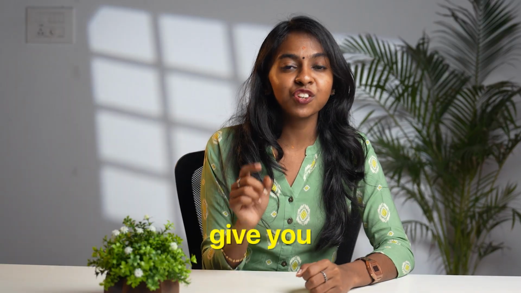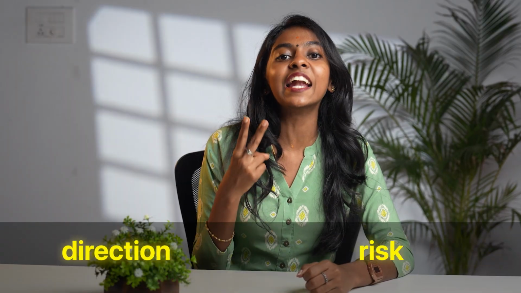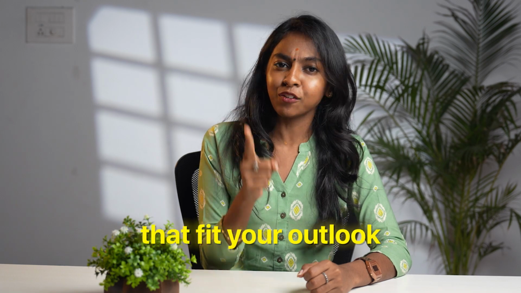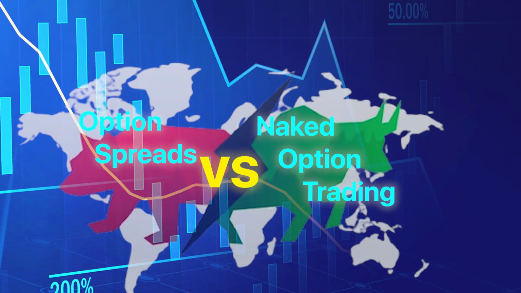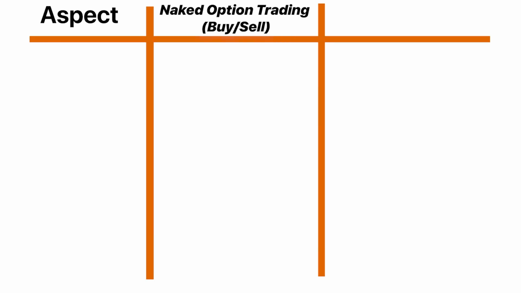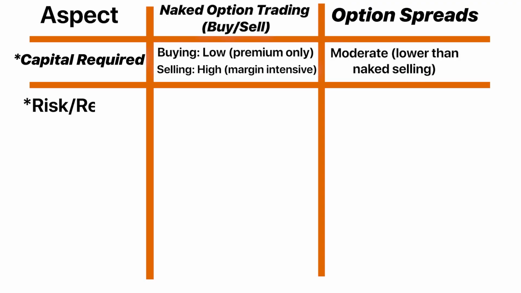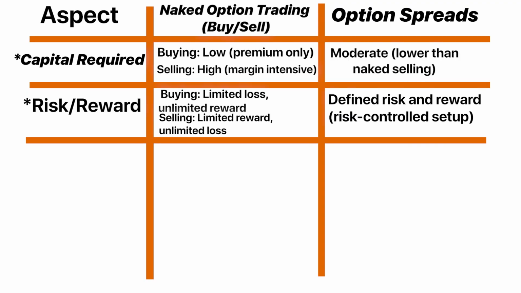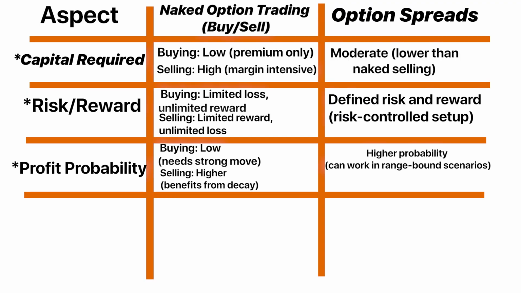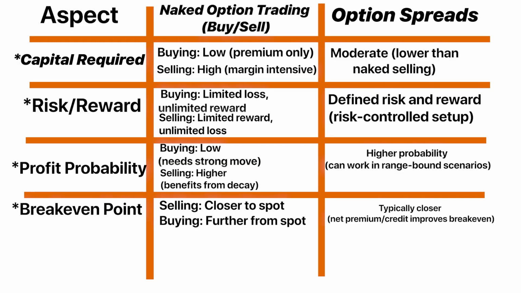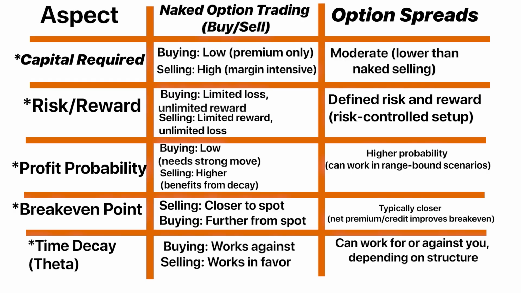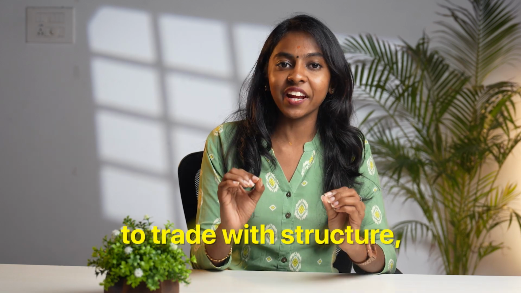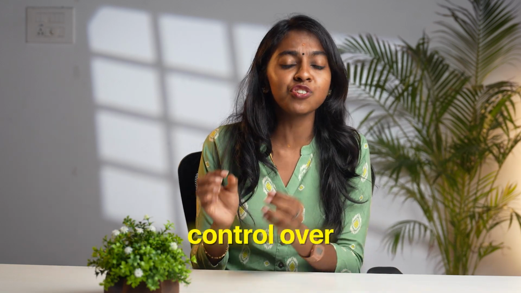In short, spreads give you better control over time, direction and risk, helping you create strategies that fit your outlook and capital. Let's compare option spreads with naked option trading. Buying options is low cost but needs a big move, and theta decay works against you. Selling naked options has a better probability and benefits from time decay but requires high margin and carries unlimited risk. Option spreads offer a balanced approach: defined risk, better probability and more consistent break-even points. Option spreads are a smarter way to trade with structure, discipline and better control over your trades.